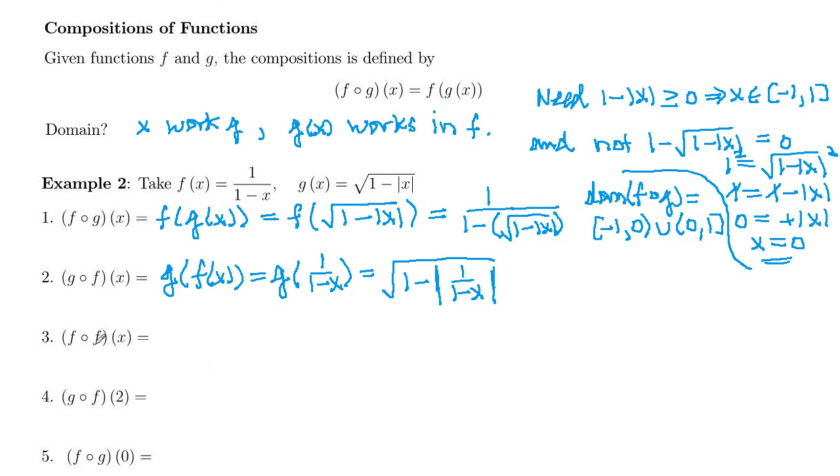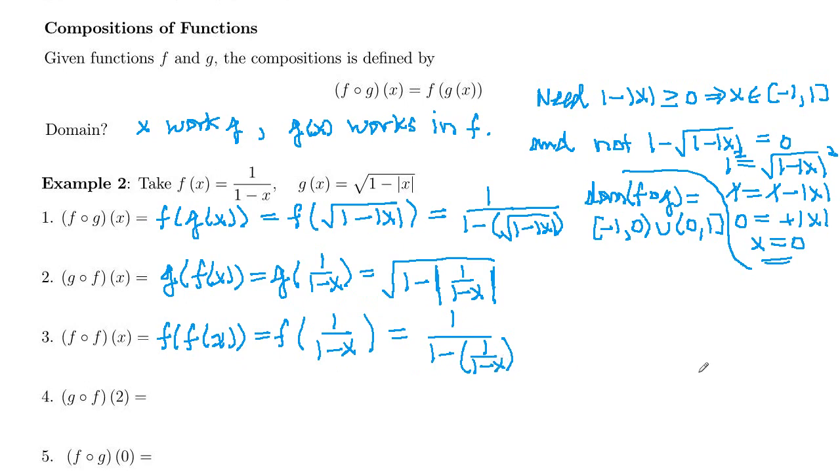How about f circle f of x? So that's f plug in f of x. So you do composition of a function with itself. So this is f plug in our inside function f of x, 1 over 1 minus x. Now write your outside function with empty parentheses. So that's 1 over 1 minus parentheses. And what are we putting in parentheses? This whole thing, 1 over 1 minus x. So there's our composition.